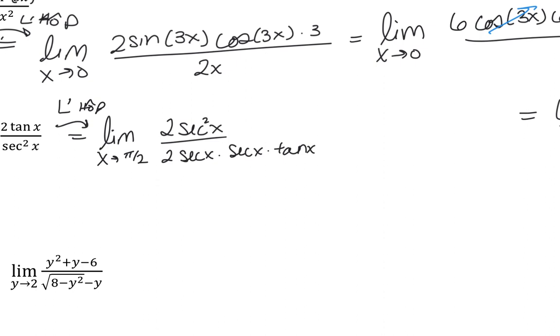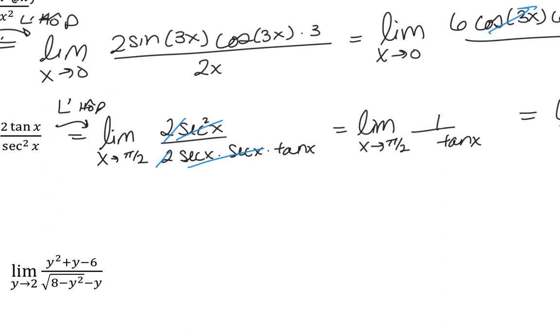Well, I have secant squared over secant squared, so these two will cancel and give me just 2. So I'm going to end up with the limit as x approaches pi over 2 of 2 over 2 tangent of x. Well, I guess those 2's also cancel, so let's go ahead and cancel those. And so I'm just going to get 1 over the tangent of x.